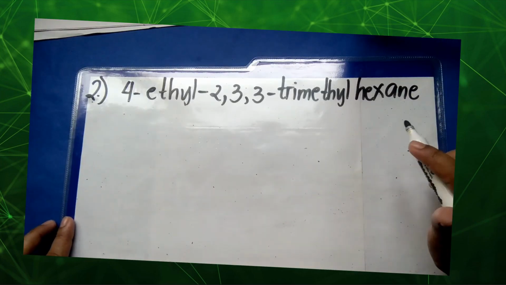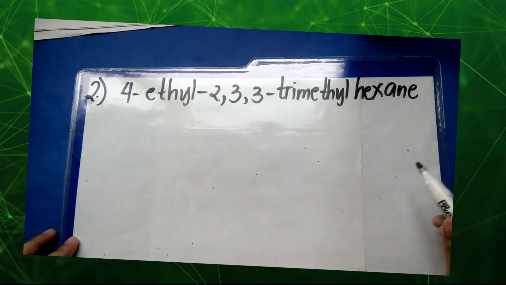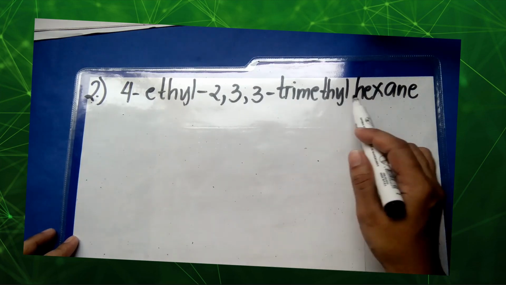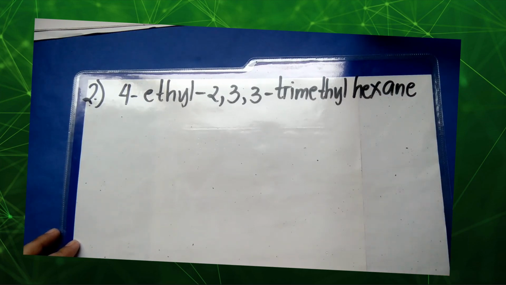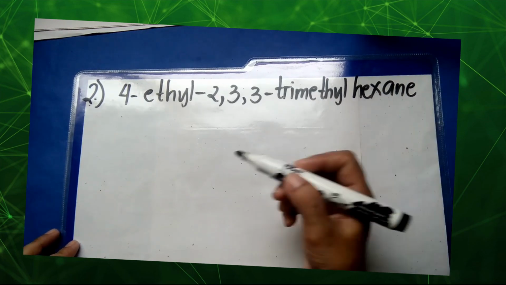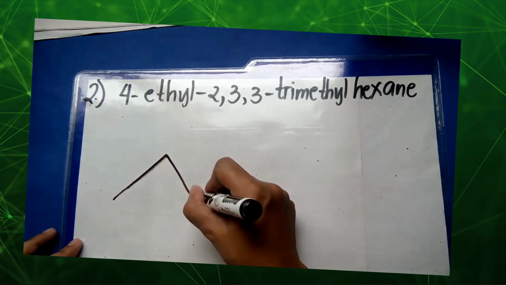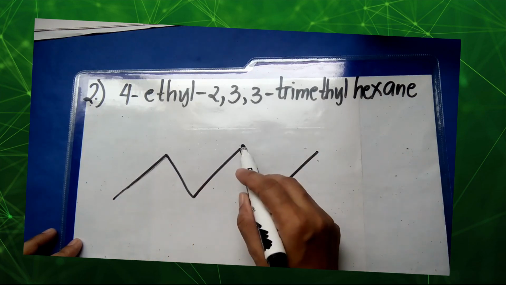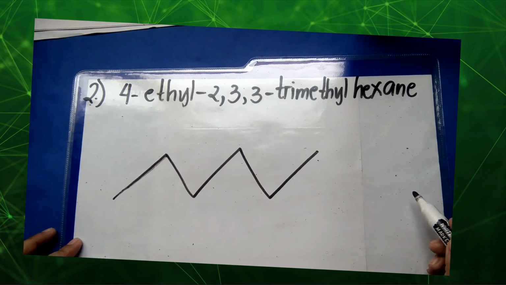Okay, for our example number 2, we have 4-ethyl-2,3,3-trimethyl hexane. So let us now write the parent chain, which is a hexane. So we have 1, 2, 3, 4, 5, 6. So that is a hexane.